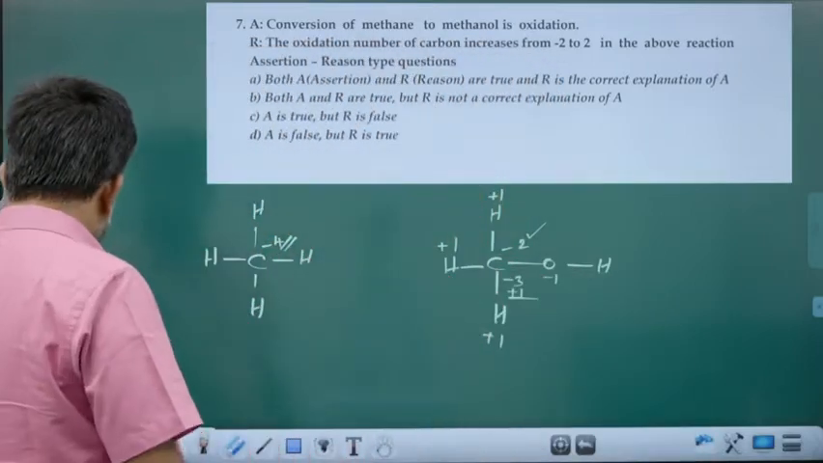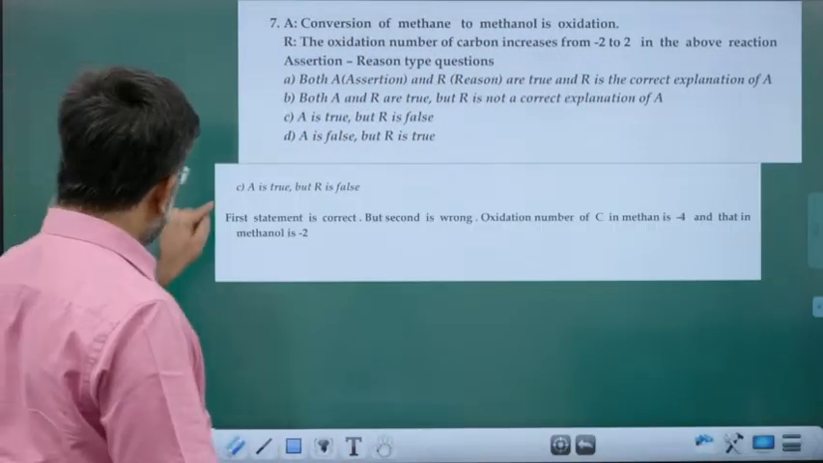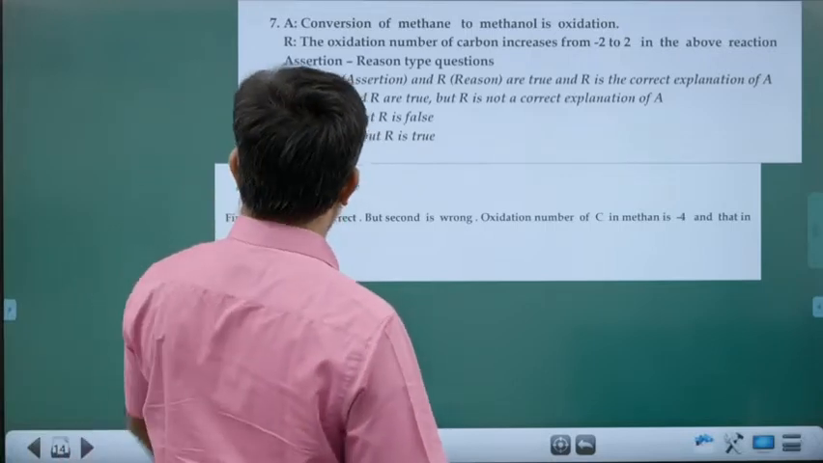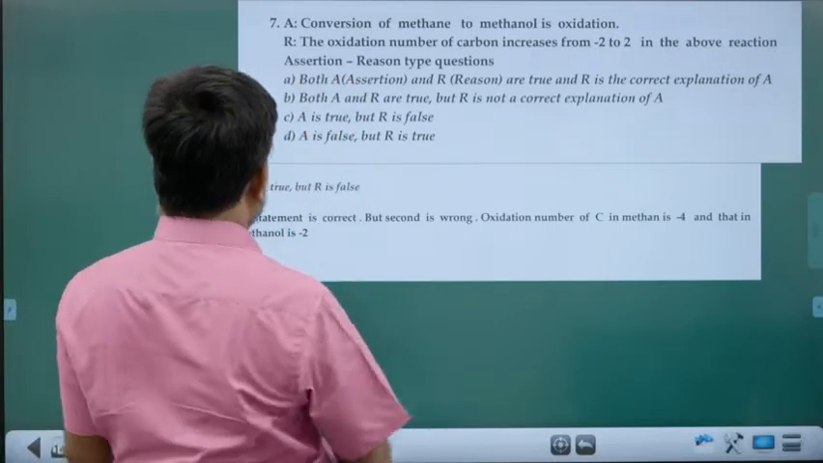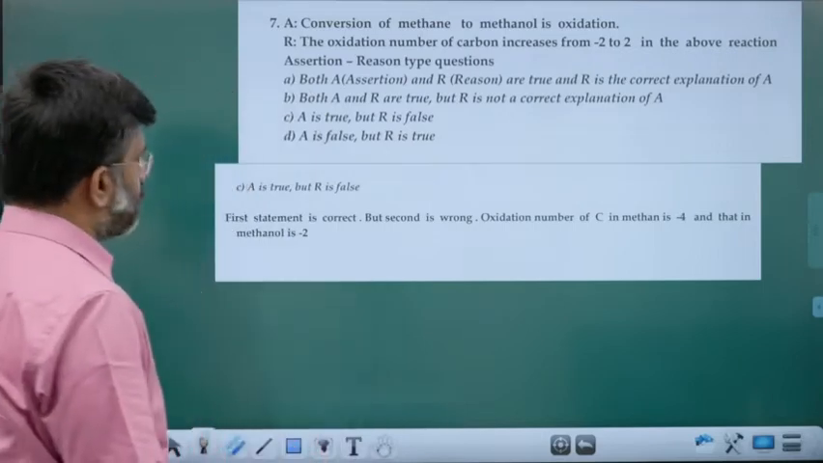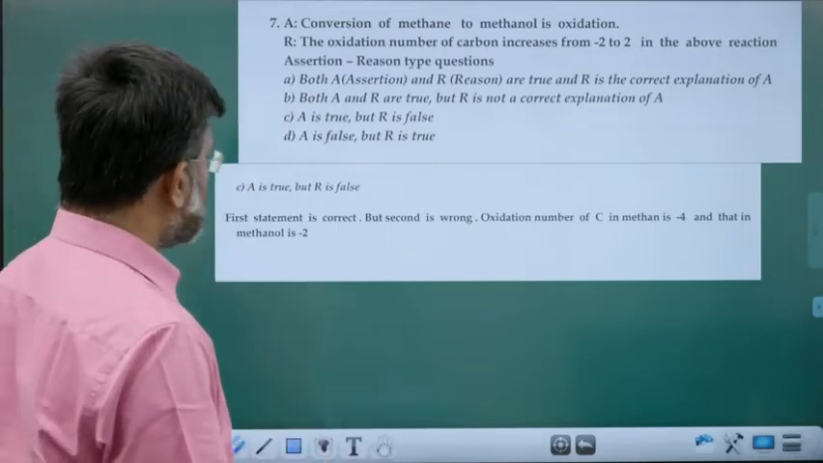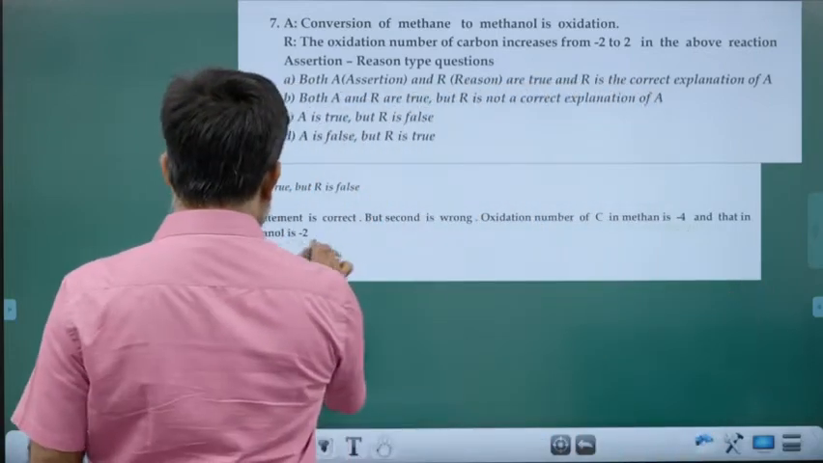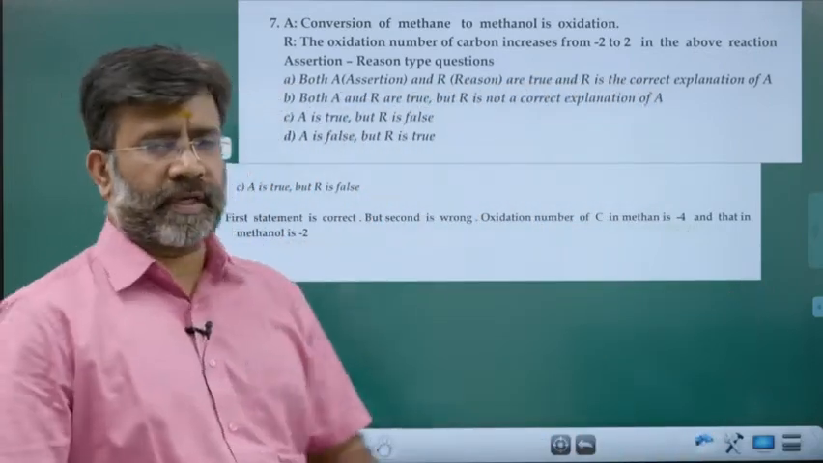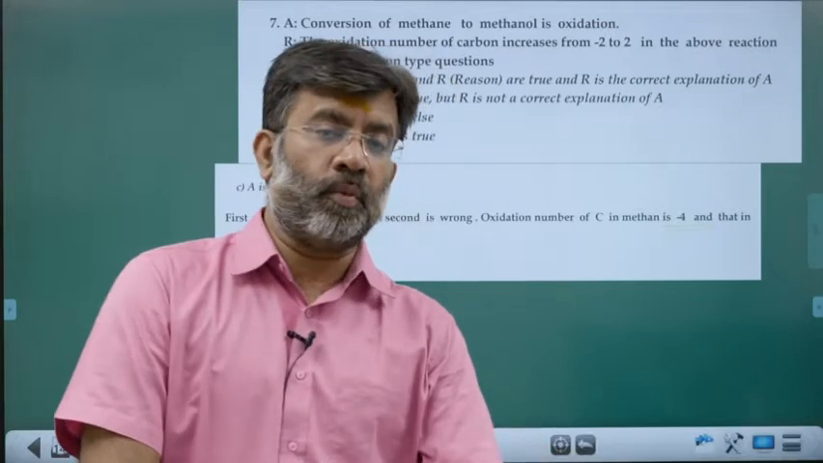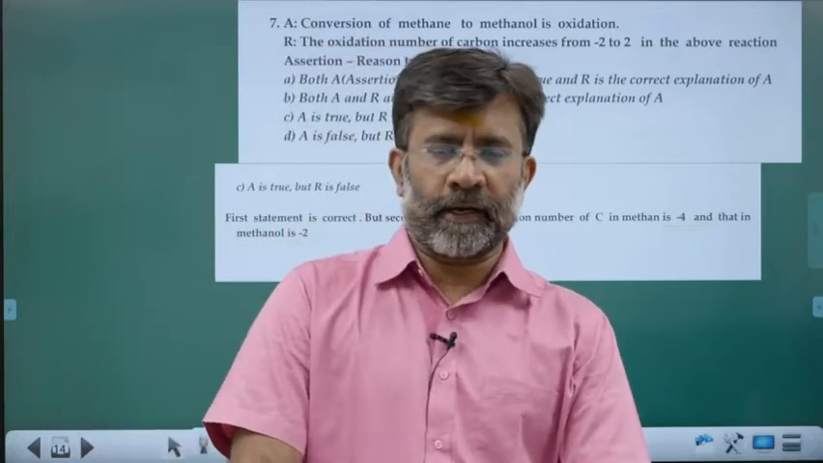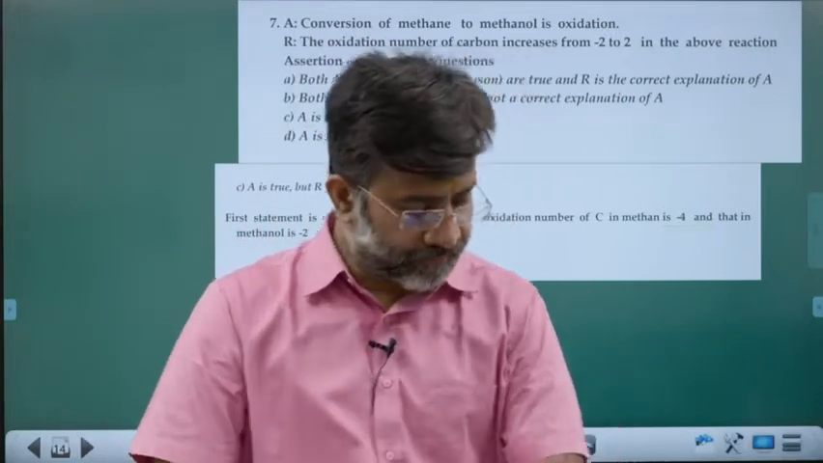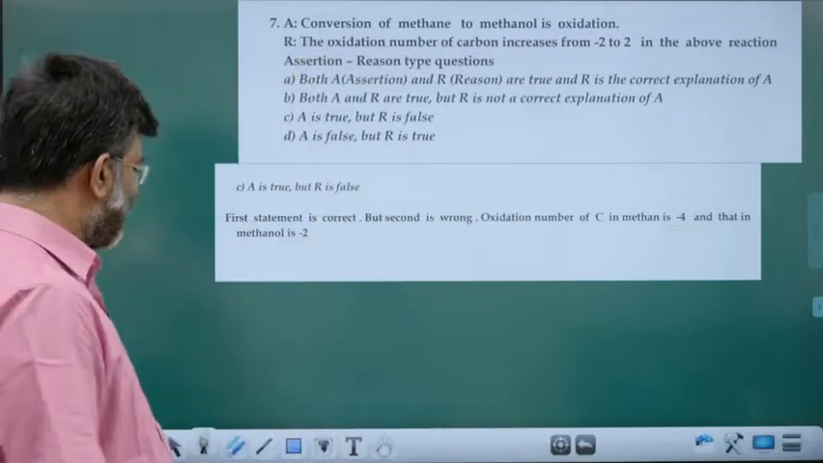Which choice we will go for? Option C, assertion true, reason false. Yes, exactly. Oxidation number changes from -4 to -2. So assertion correct, reason is incorrect. Next question.